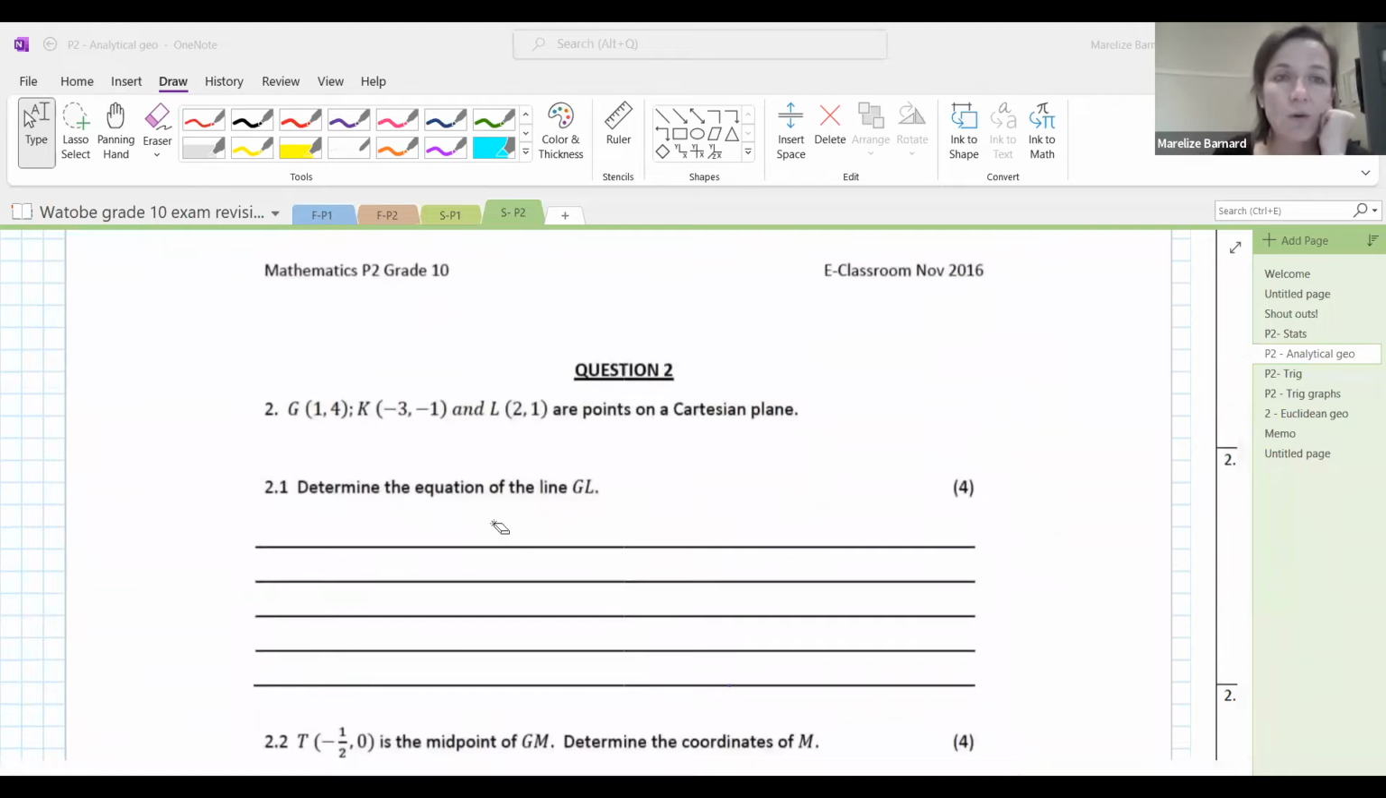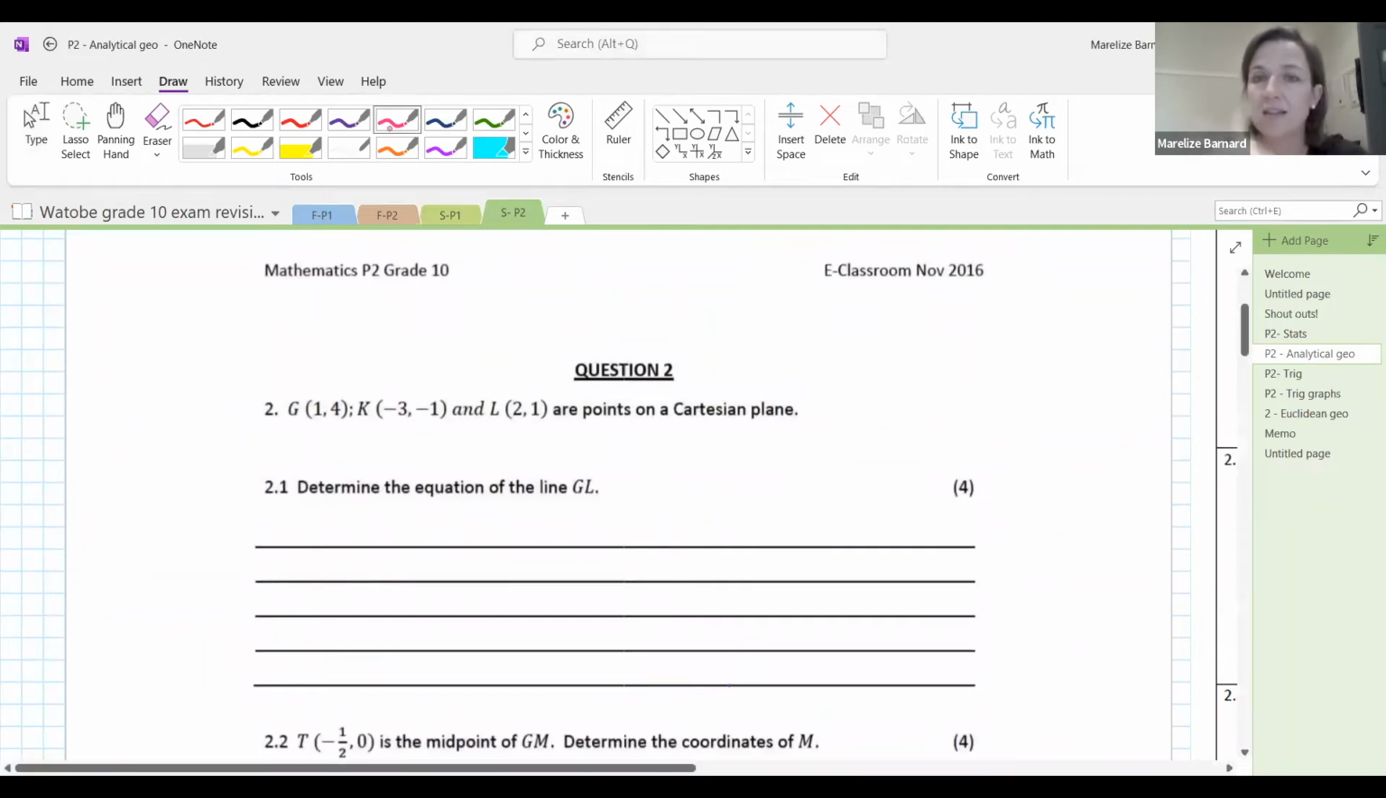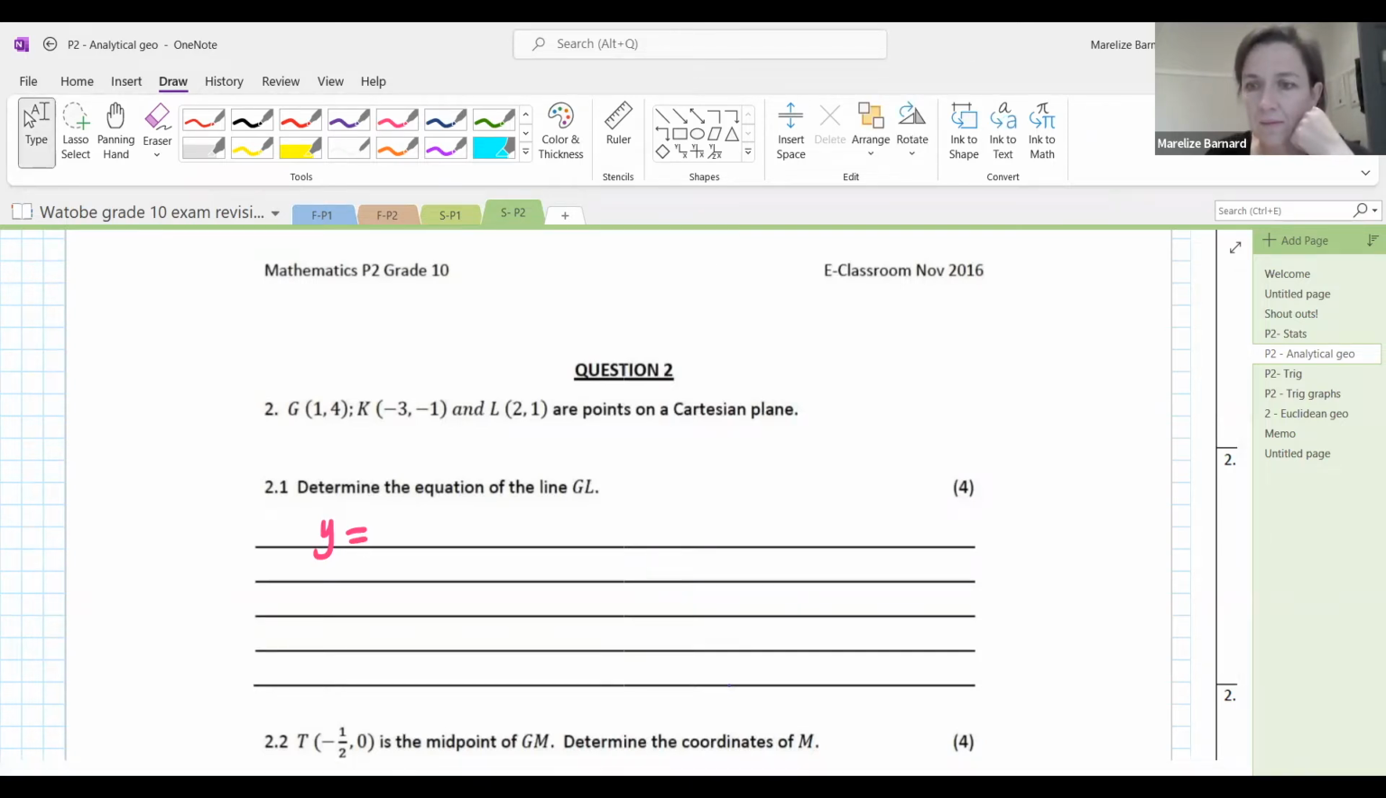So if we are determining the equation of a line, what is the standard form for a straight line equation? Is Emilio also here? Okay. Pop it in the chat. What is the standard form for a straight line equation? I'll help you get started. Y equals, and then we have something with an X and something else. What is that? Lydia says Y equals mx plus c.